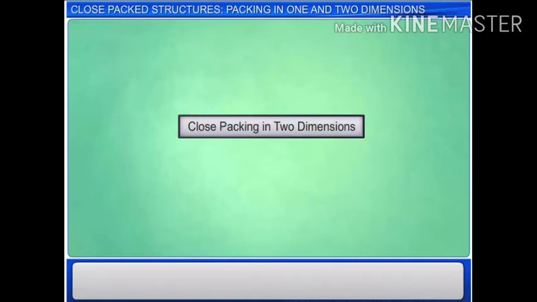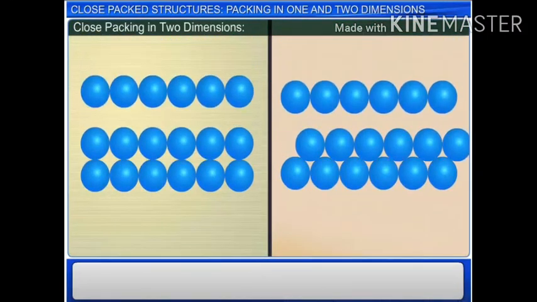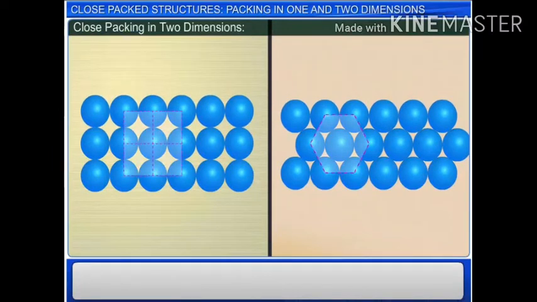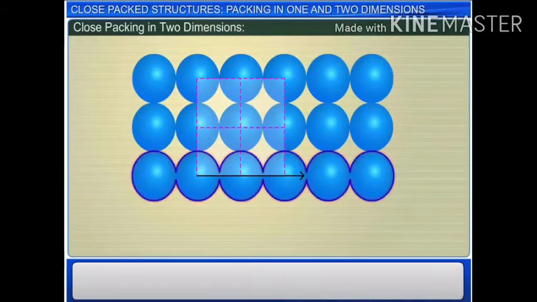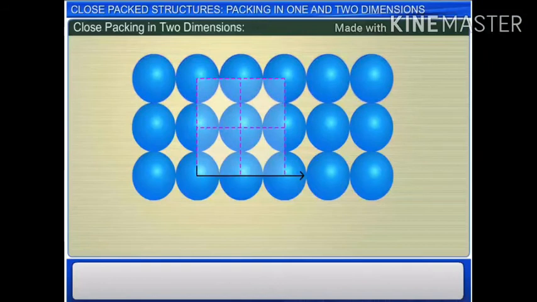Let's now look at close packing in 2 dimensions. When a number of rows are stacked up, a 2-dimensional crystal plane is generated. Obviously, there are 2 ways of stacking the rows. One way is for the rows to lie one above the other, with one sphere exactly above another. You can see that the spheres are aligned horizontally as well as vertically.